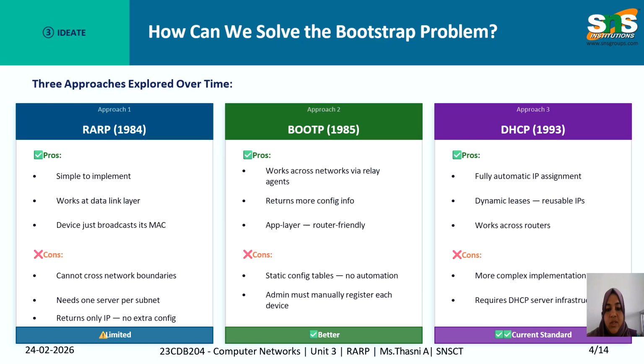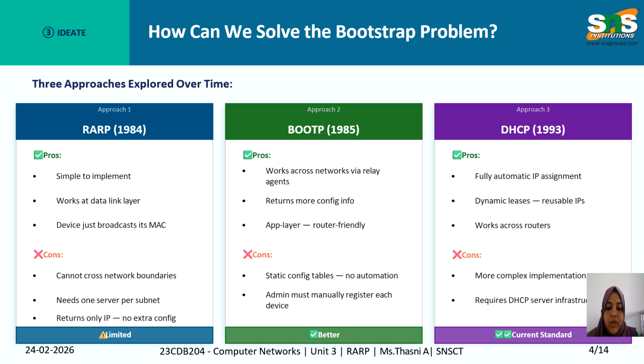So how can we solve this bootstrap problem? There are three approaches explored over time. Approach one is RARP, from 1984. The pros: simple to implement, works at the data link layer, and the device just broadcasts its MAC. The cons: it cannot cross network boundaries, needs one server per subnet, and returns only the IP address with no extra configuration.